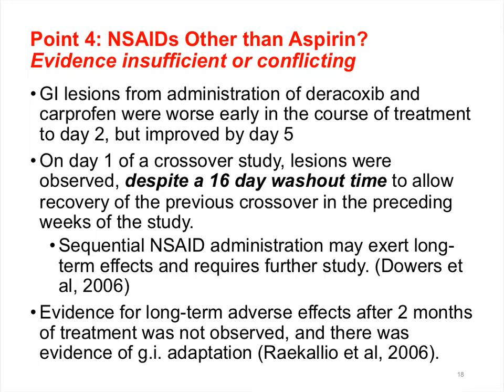That's basically what was the conclusion of one study, and indeed that was probably true. But we know that this washout time concept was faulty. So evidence for long-term adverse effects after 2 months of treatment was not observed in this final study, and yet there was evidence of adaptation. So this is with non-aspirin drugs. So there is a possibility, likelihood in fact, that the adaptation, maybe through ATL, is occurring with other NSAIDs. But so far the data is insufficient.